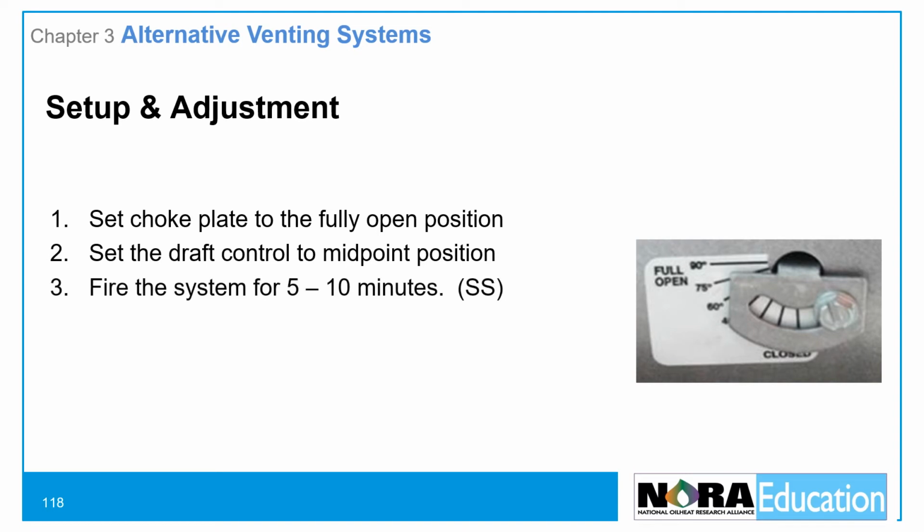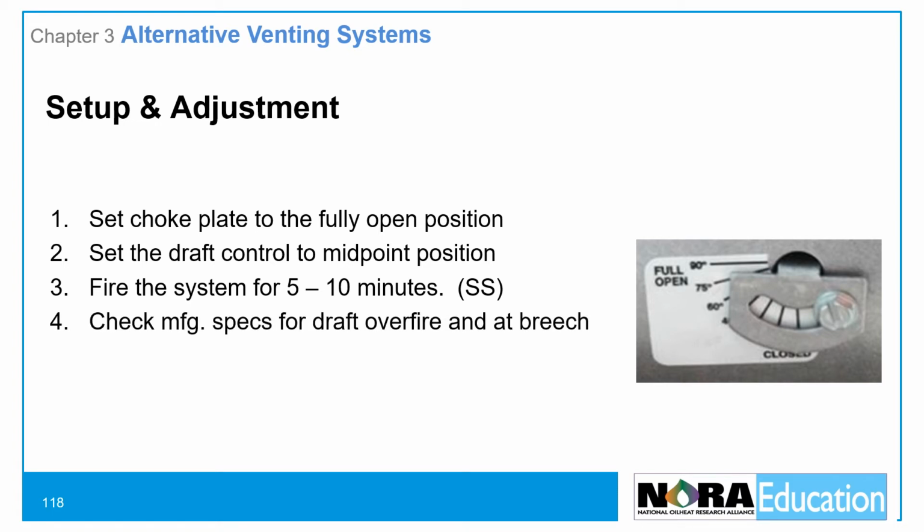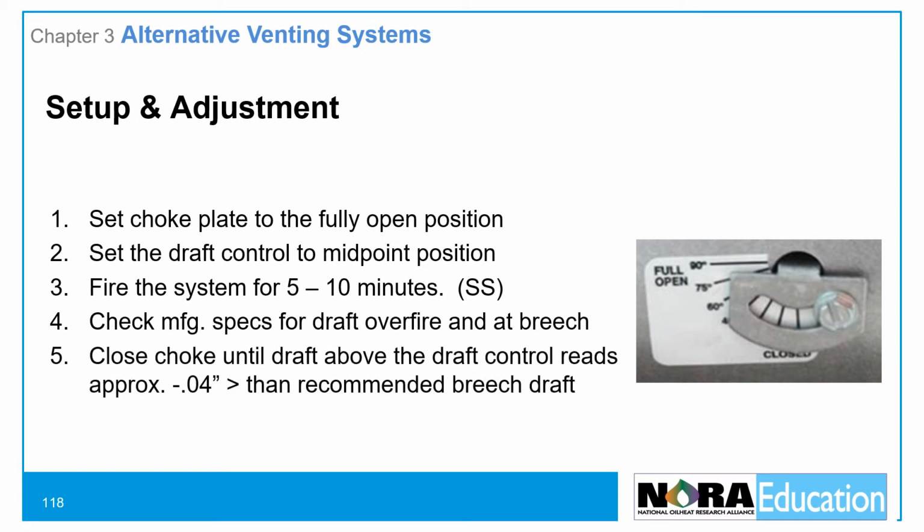Then fire the system and let it run for 5 to 10 minutes to stabilize the stack temperature. Check the appliance manufacturer's specifications for draft over the fire and at the breech. Then close the choke plate on the power vent unit until the draft above the draft control reads approximately negative 0.04 inches greater than the recommended breech draft.